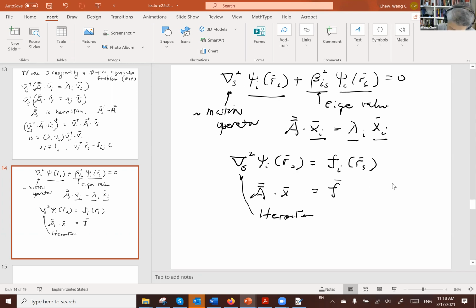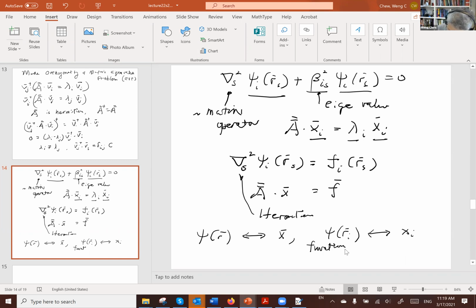I can think of any function as a vector. If I were to represent this function with discrete values in the space, then it would be very much like that. Each component of this function vector is its value at the location r sub i. And again, I can break this vector into its components, where each component is x sub i. Hence, I can think of a function as a vector.